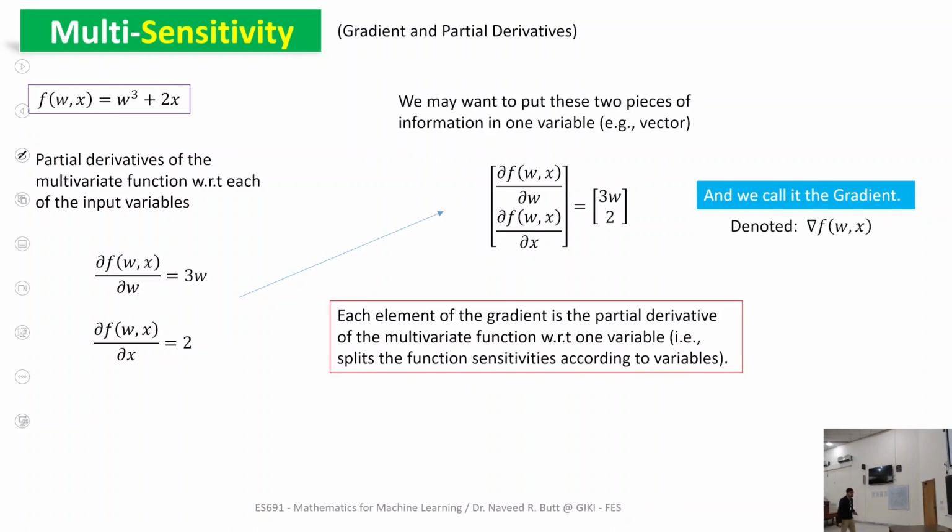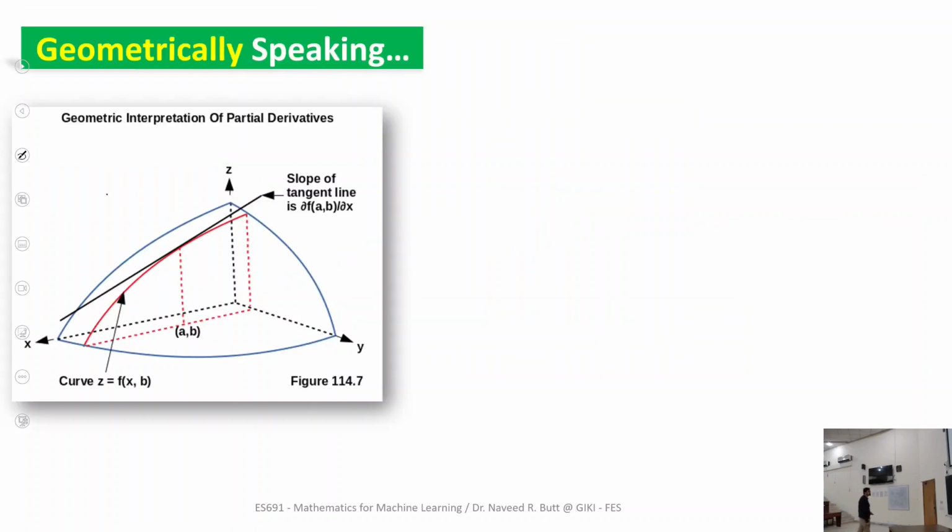So what does each element of the gradient represent? It is the partial derivative of the multivariate function with respect to one variable, that is, it splits the function's sensitivities according to the variable. So keep reading its values. What is the sensitivity of my function to variable w, variable 1? Here it is. What's the sensitivity to variable 2? Here it is. The sensitivity of each one is put in a vector form.